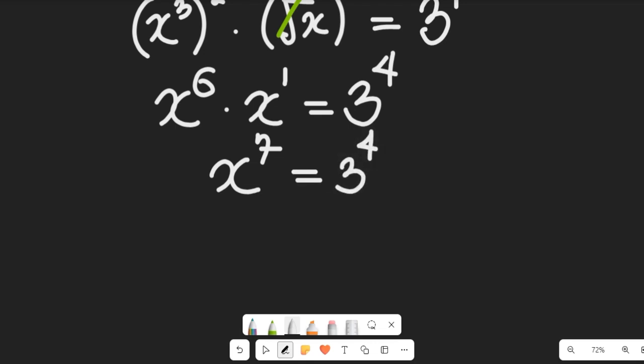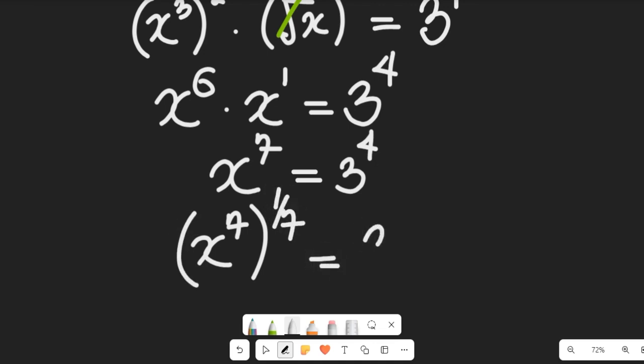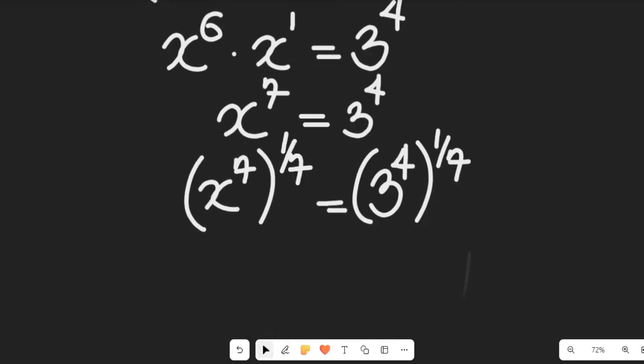Now we are asked to find the value of x. And to find the value of x, I'm going to multiply both sides by 1 divided by 7, the reciprocal of 7. And that will give me what? This is going to give me x to the power of 7 multiplied by the reciprocal of 7, and that will be equal to 3 to the power of 4 multiplied by the reciprocal of 7. And what will that give me?